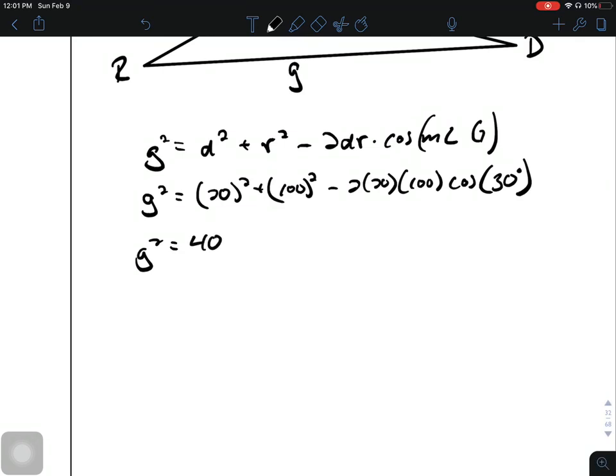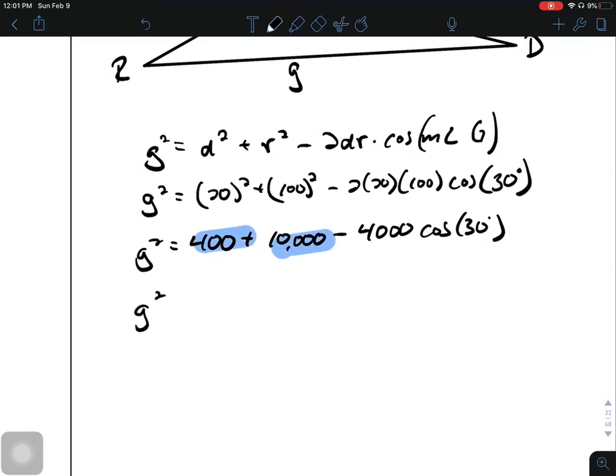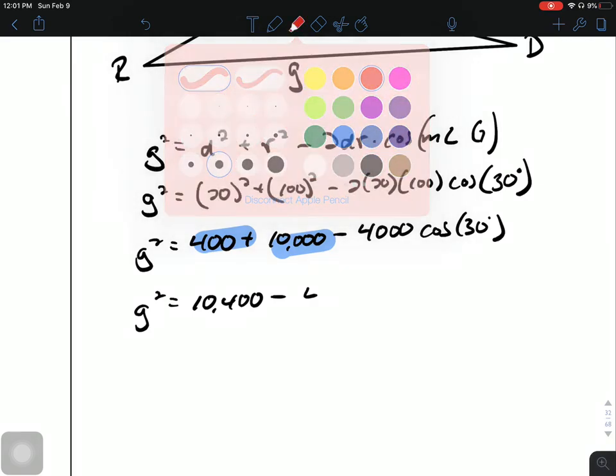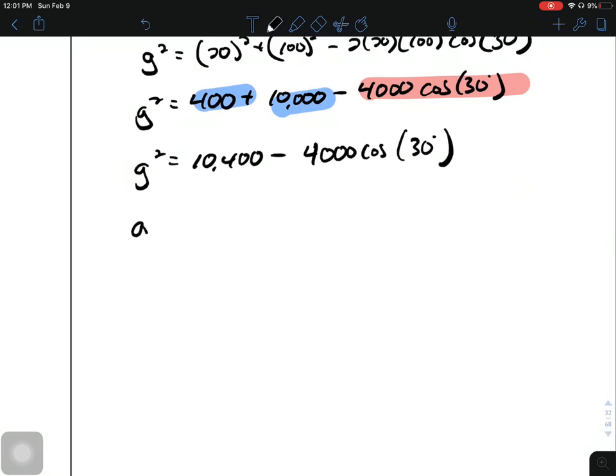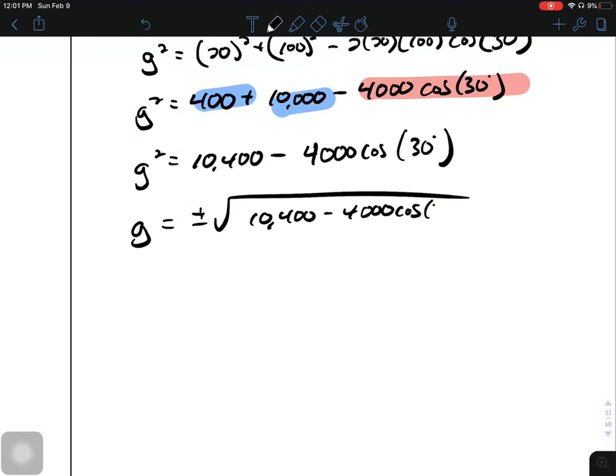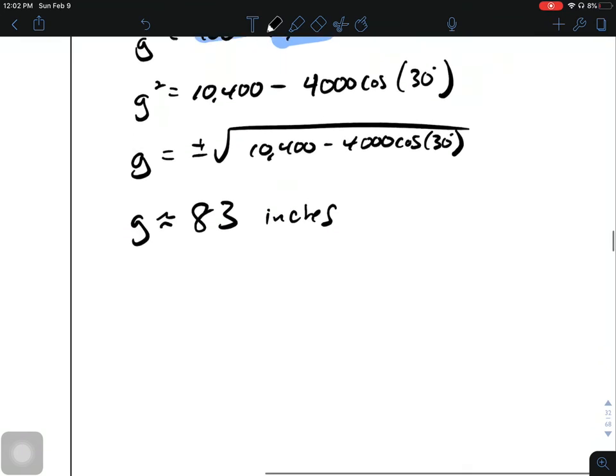20 squared is 400. 100 squared is 10,000. 2 times 20 times 100 is 4,000. Combine these like terms. We get g squared is 10,400. This is all one term over here, and it doesn't have a like term. That's 4,000 cosine of 30 degrees. To get g by itself, the right side is simple, so we can get it without rounding. We square root both sides. We get plus or minus the square root of 10,400 minus 4,000 cosine of 30 degrees. Put this in your calculator, and the positive version is about 83 inches. The directions don't say how to round, so we're going to go with 83.